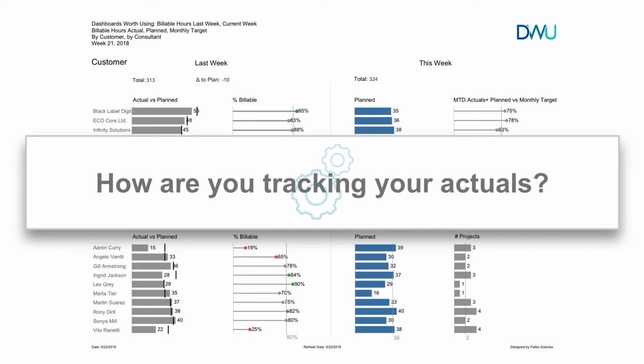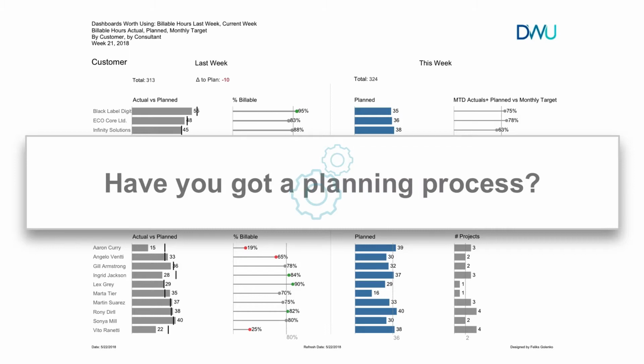Are you tracking your actual numbers? Well, how are you tracking them? How often? Just at the end of the month when the invoices are issued? Are you comparing your actuals to what you have planned? Are you tracking your utilization levels? How about your planning? Have you got a planning process? Probably you do, okay? But how often do you plan? Just once a month? Maybe once a week? Or on a daily basis maybe?